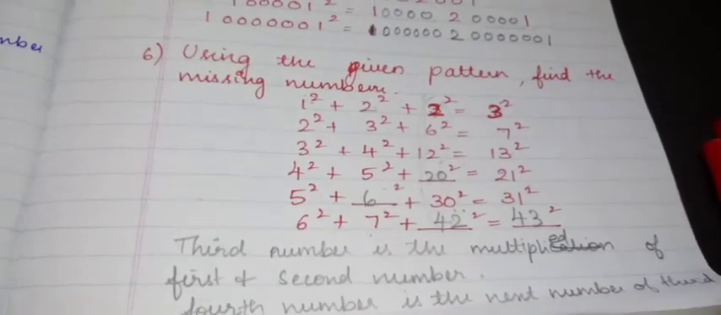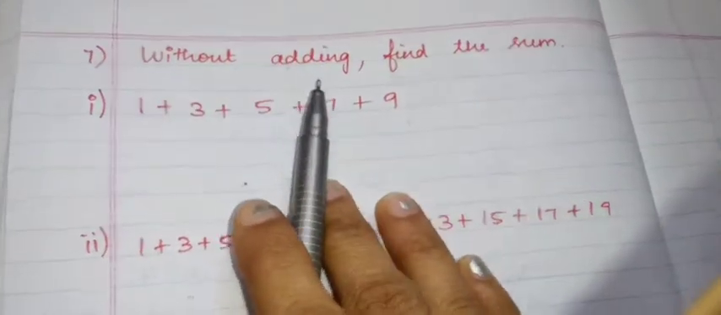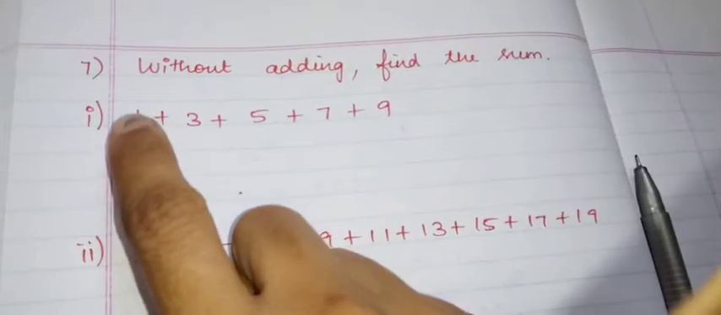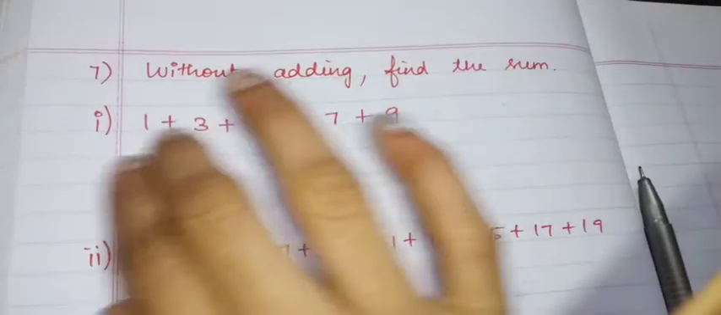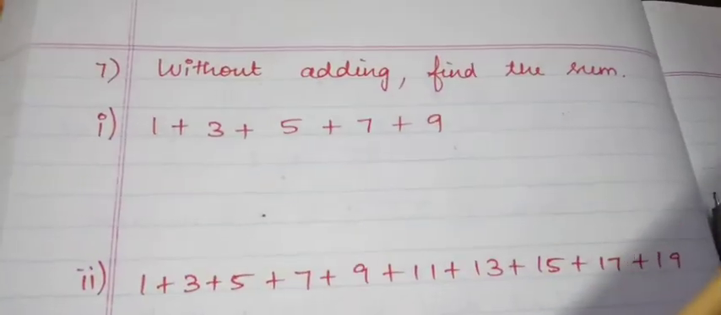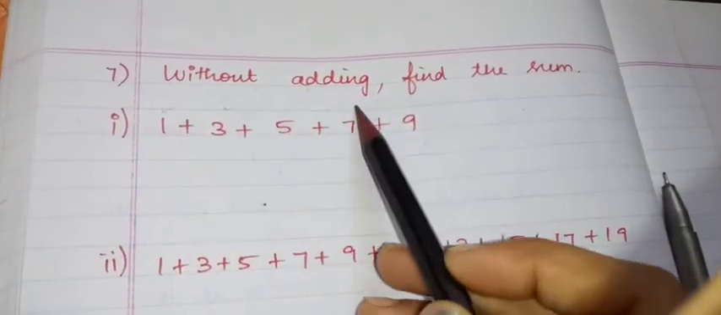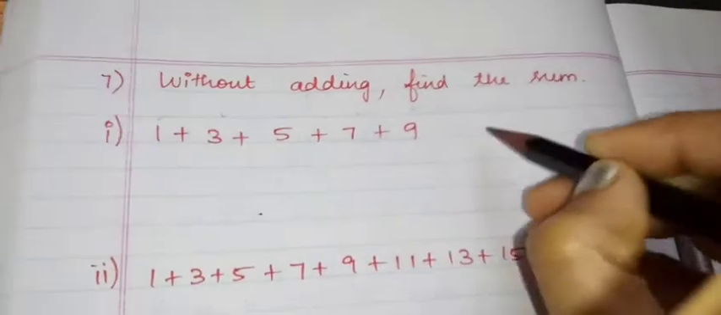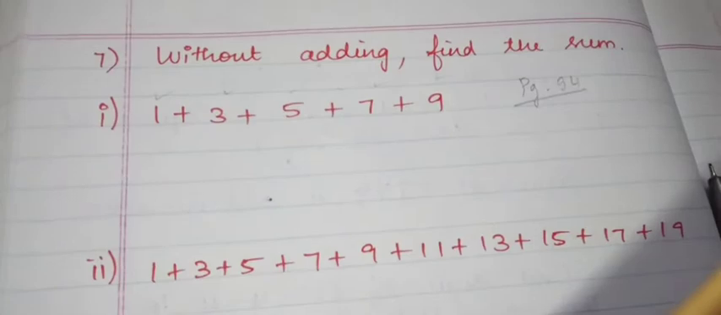Okay. Next is your seventh problem. Without adding, find the sum of these numbers. See, we don't want to add like 1 plus 3, 4, 4 plus 5, 9, like that. We should not add it, but you should find the addition of these values. Actually, what numbers are these? All are odd numbers. First 5 odd numbers, right? In page number 94, they have given these answers.